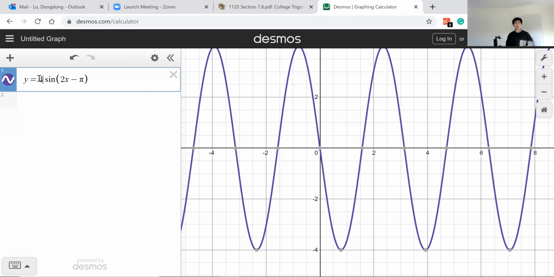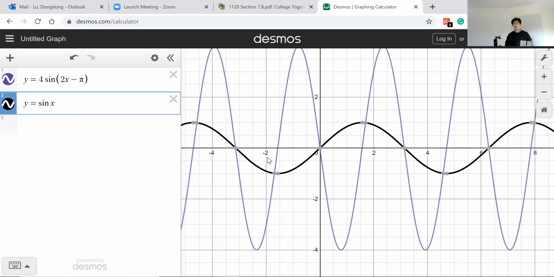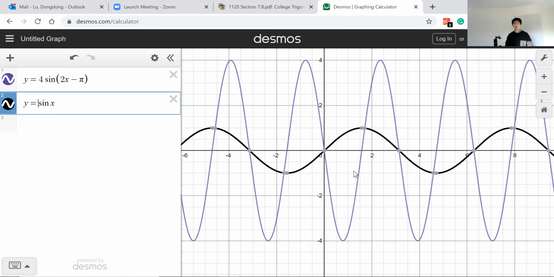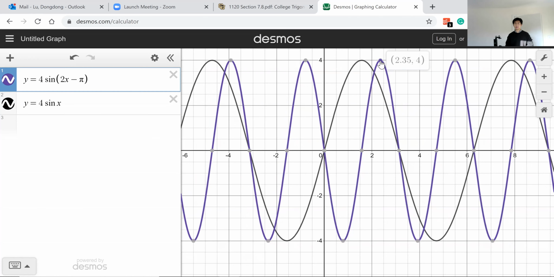So this is a complex function. It has multiple parts. Let's see how it derives from y equal to sine x to this complex function. This is y equal to sine x, okay? Let's see how this function changes into this function. First, let's multiply by 4 in front so that they share the same amplitude. Now we see they share the same maximum point and minimum point. Both minimum points are -4, and both maximum points are +4.